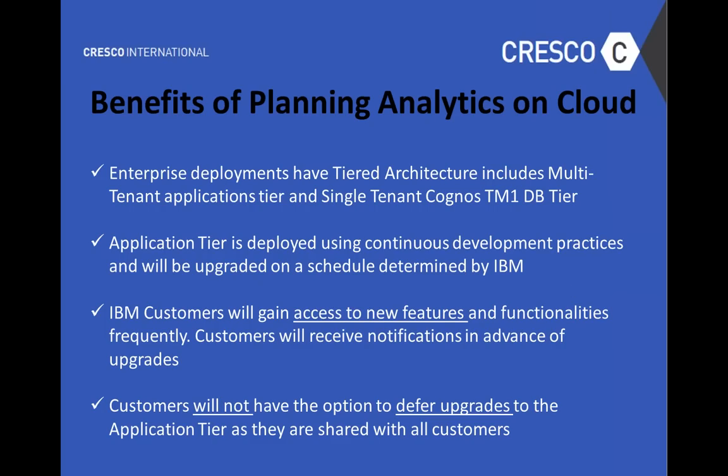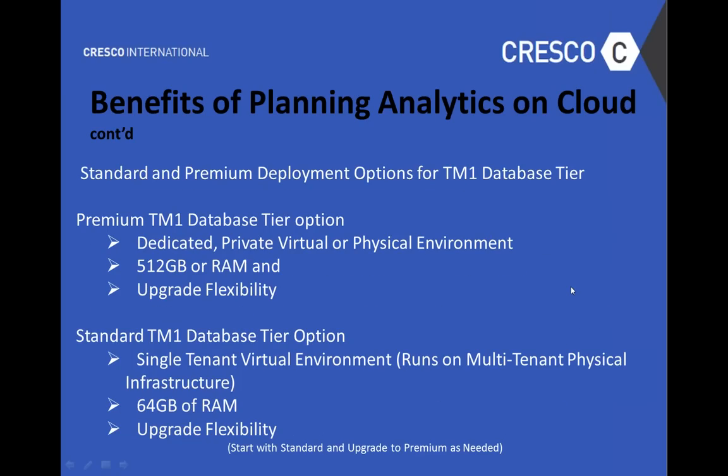On the next slide, we talk about the TM1 tier. You have two different options when you're going with the TM1 database tier: the premium option and the standard option. The premium option gives you a dedicated private, either virtual or physical environment, so you don't have to worry about sharing your TM1 database server with other organizations. You get 512 gigabytes of RAM, which is pretty sizable, and you also have the option to upgrade whenever you are ready to do the upgrade.